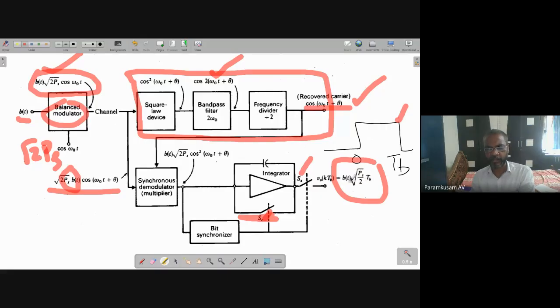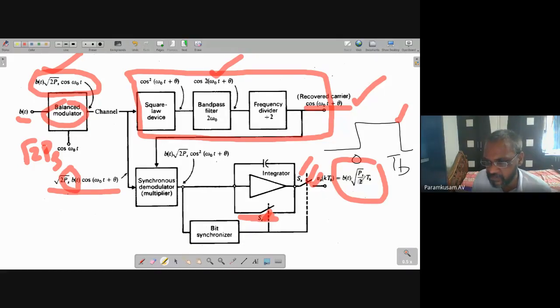ఇదంతా కాన్స్టెంట్. B of t is equal to +1 అనుకోండి, ప్లస్ root over PS by 2 into TB. సపోజ్ root over PS by 2 into TB is equal to 10 అనుకోండి, ప్లస్ 10 volts వస్తుంది. సపోజ్ B of t is equal to -1 అనుకోండి, -10 volts వస్తుంది. అంటే when this switch closes, what happens, the output is sampled. That sampled value becomes B of t into root of PS by 2 into TB. అంటే ప్లస్ 10 volts కానీ -10 volts కానీ, ఎగ్జాంపుల్ చెప్తున్నాను, +10 కానీ -10 volts కానీ వస్తుంది.